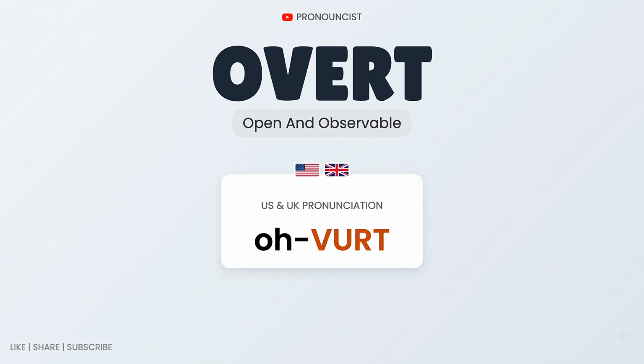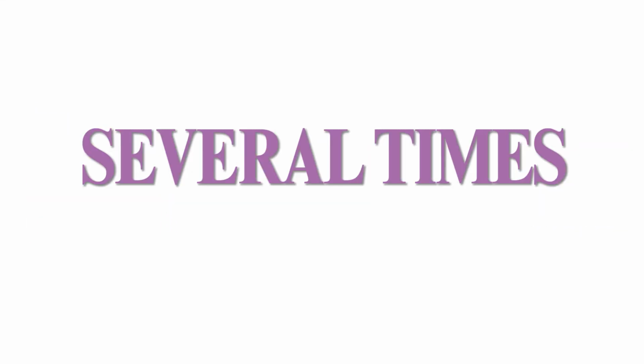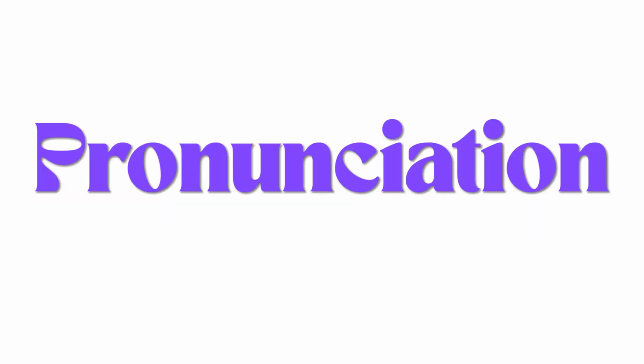Practice repeatedly and you'll soon be able to say this word perfectly. The best way to practice is to repeat the syllable multiple times. The meaning of the word is open and observable. Try repeating this word several times to improve your pronunciation.